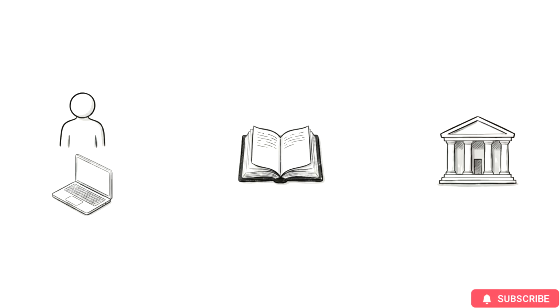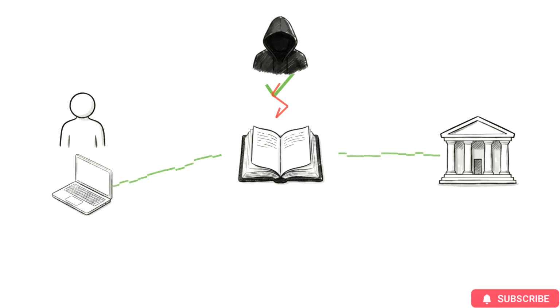Think of DNS as the internet's phone book. You, the human on the left, request a specific bank. The DNS phone book in the center looks up the corresponding routing number and connects you via this green line to the bank on the right. An attacker breaks this logic by secretly altering that directory. They replace the correct number inside the phone book with their own.